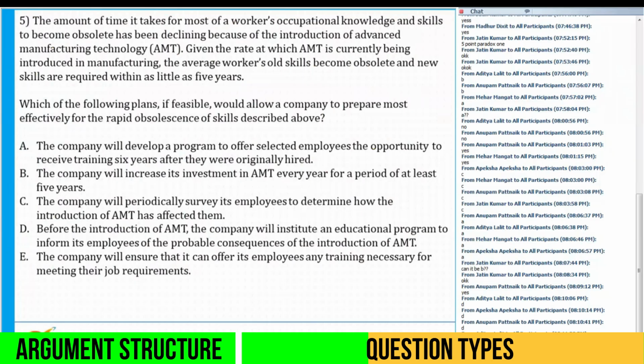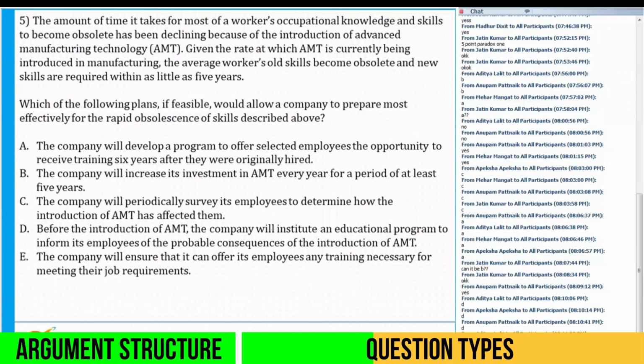The amount of time it takes for most of a worker's occupational knowledge and skills to become obsolete has been declining because of the introduction of advanced manufacturing technology. Given the rate at which AMT is currently being introduced in manufacturing, the average worker's old skills become obsolete and new skills are required within as little as 5 years. Which of the following plans, if feasible, would allow a company to prepare most effectively for the rapid obsolescence of skills described above? Very, very simple question.